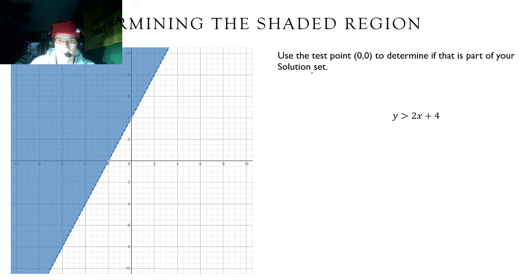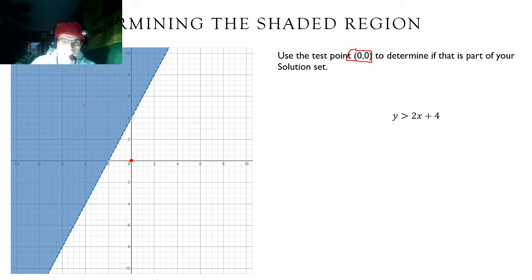Alright, so determining the shaded region, you use the test point 0, 0. Okay, what is 0, 0? 0, 0 is your origin. Okay? So, here's what we're trying to figure out here. We're trying to determine if this point 0, 0 is part of the solution set. And if we determine that it is, we'd shade the region that 0, 0 is in. As you can tell by this graph, 0, 0 is not part of the solution.